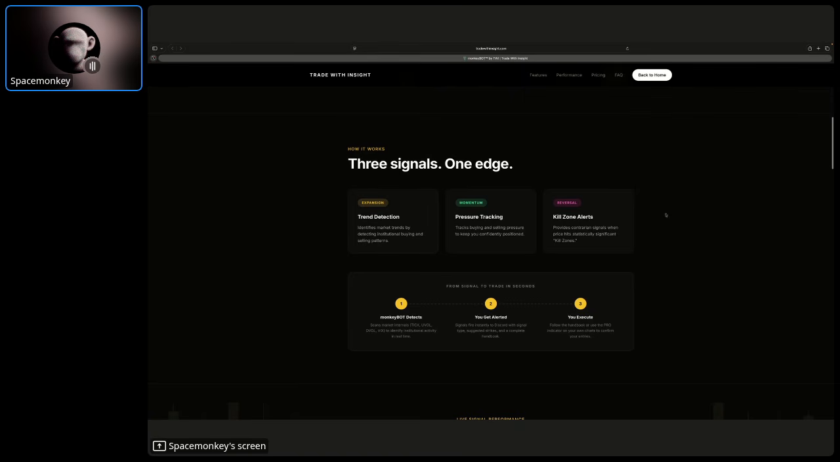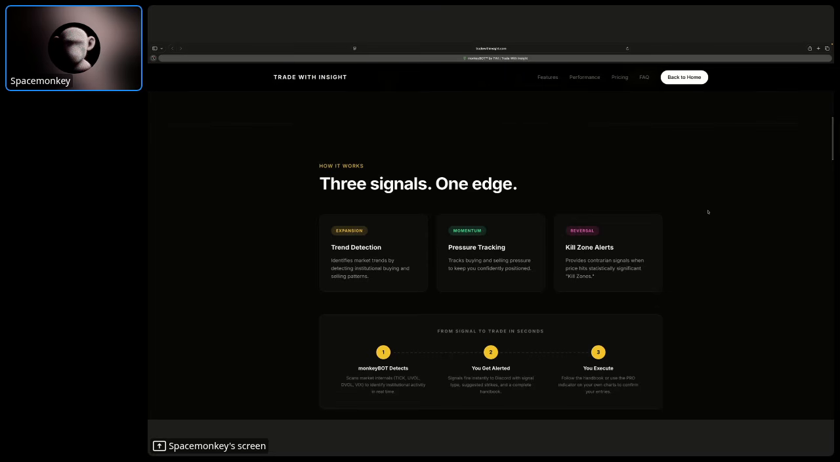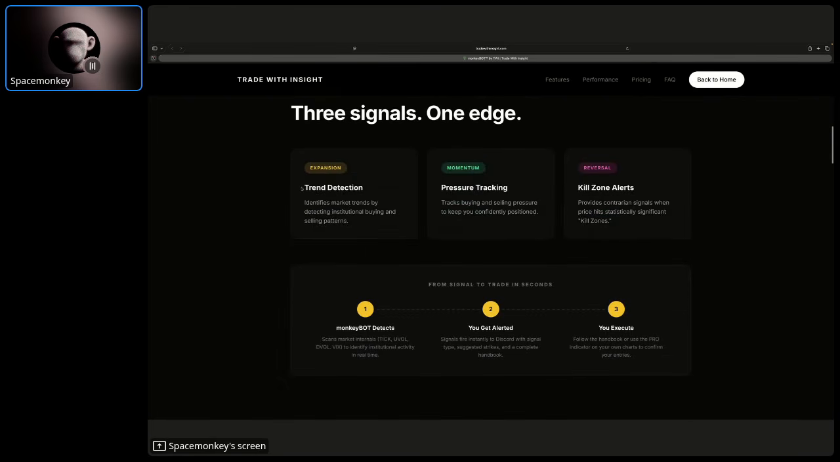You have expansion signals, which are EXP on the chart. These identify trends and big buying. Momentum is something that you see often after expansion. We have big moves, fast moves. It tells you how strong a trend is, meaning it tells you if the buyers continue to push, and it's often a really good way to stay in a trade.